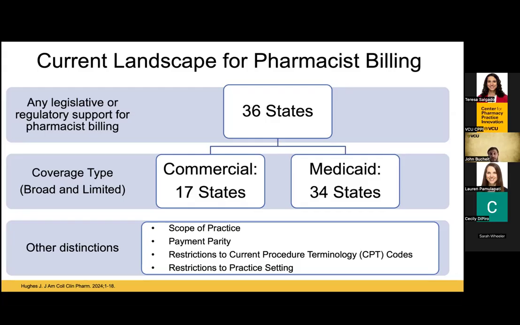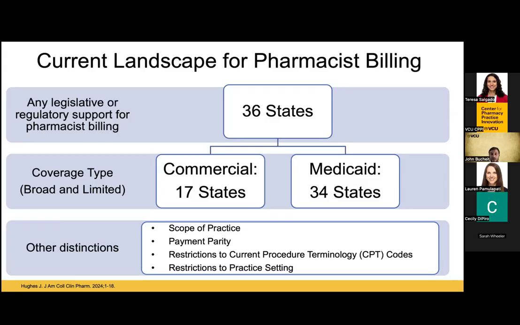There's lots of differences within these laws. So this is one area where if you go state by state, there's obviously going to be some differences within what is covered. Some are very broad and some are very limited. And some states have both laws for commercial reimbursement and Medicaid payment. So it really depends on the state you practice in, what you can do as far as getting payment for your clinical services from a commercial or Medicaid payer. However, this is a big step forward.